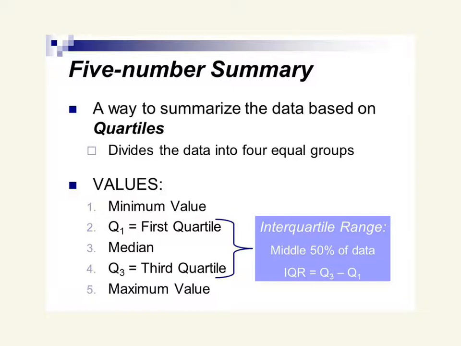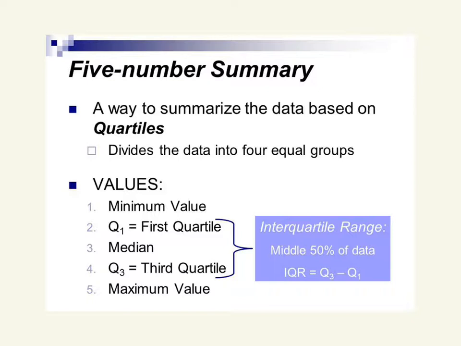And then the 5-number summary is made up of the smallest value in a set of data, what we refer to as the first quartile, the median, the third quartile, and the maximum value. Now we'll talk in the next slide about how to find Q1 and Q3. How do we find the first and third quartile? And it's pretty simple. If you know how to find the median, you can find Q1 and Q3.